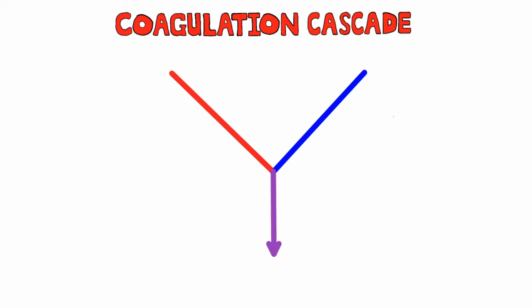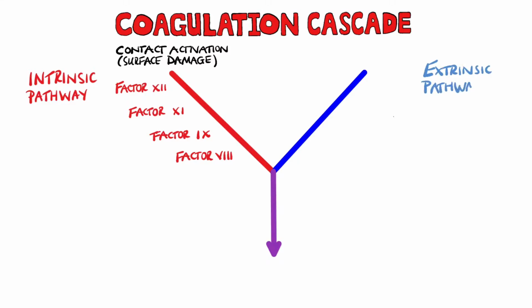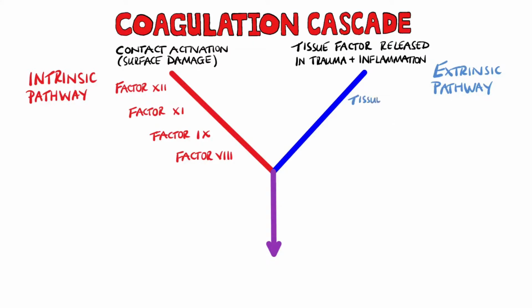So this is the skeleton to the coagulation cascade. I'll draw the intrinsic pathway in red. It results from contact activation where there is surface damage and features factors 12, 11, 9 and 8. The extrinsic pathway is here in blue and it results from trauma or inflammation that leads to tissue factor release. Remember also that tissue factor is also known as factor 3.